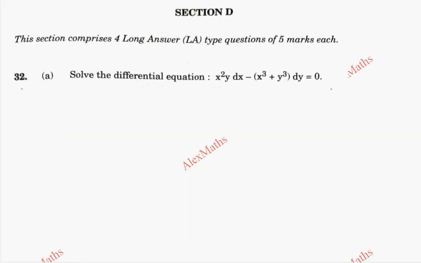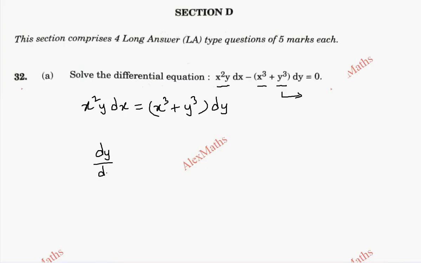Next, section D, we have question number 32. Solve the differential equation. So by seeing these powers, we can understand it is a homogeneous equation. So let's take x square y dx equal to, this entire term to the other side, x cube plus y cube into dy. Now I want dy by dx form. So this entire term will go to the denominator. So x square y by x cube plus y cube.